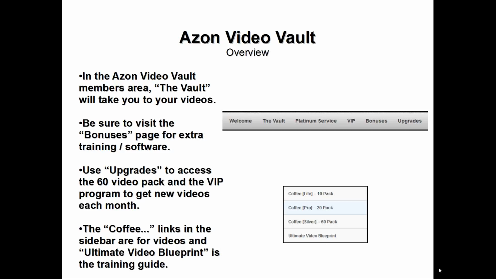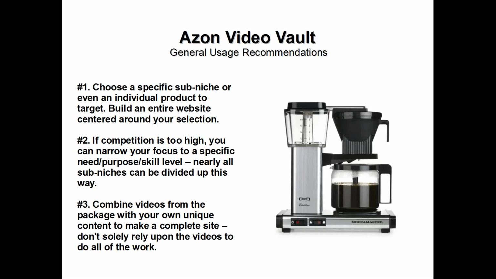First of all, you want to choose a specific sub-niche or even an individual product to target, and then build an entire website that is centered around that selection. This is something that I recommend to do with basically any niche that you might go after, not just the coffee niche. So you're not just going to want to build a website all about coffee, because there's so much possible information that you could put on that kind of a website that it is not feasible for you as one person to build that whole website in any reasonable amount of time.